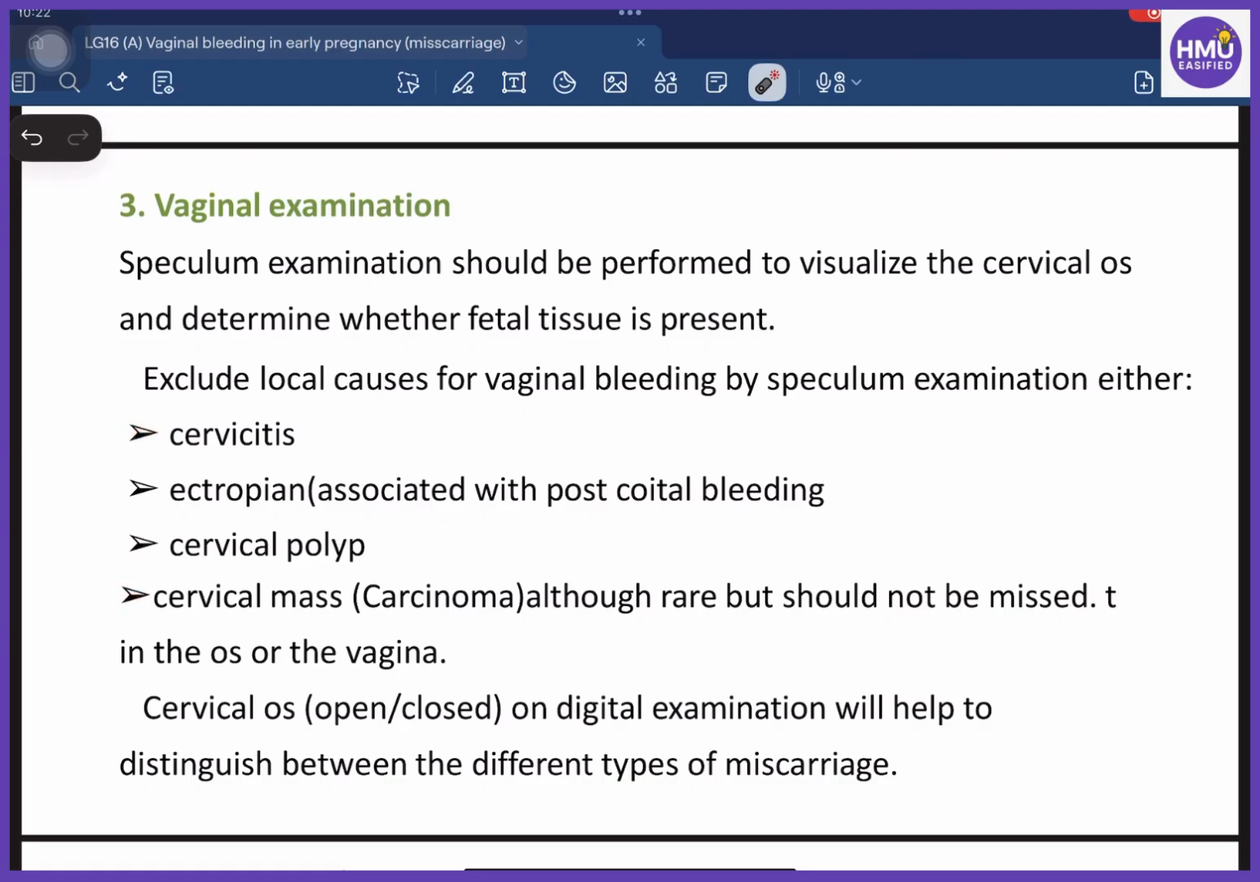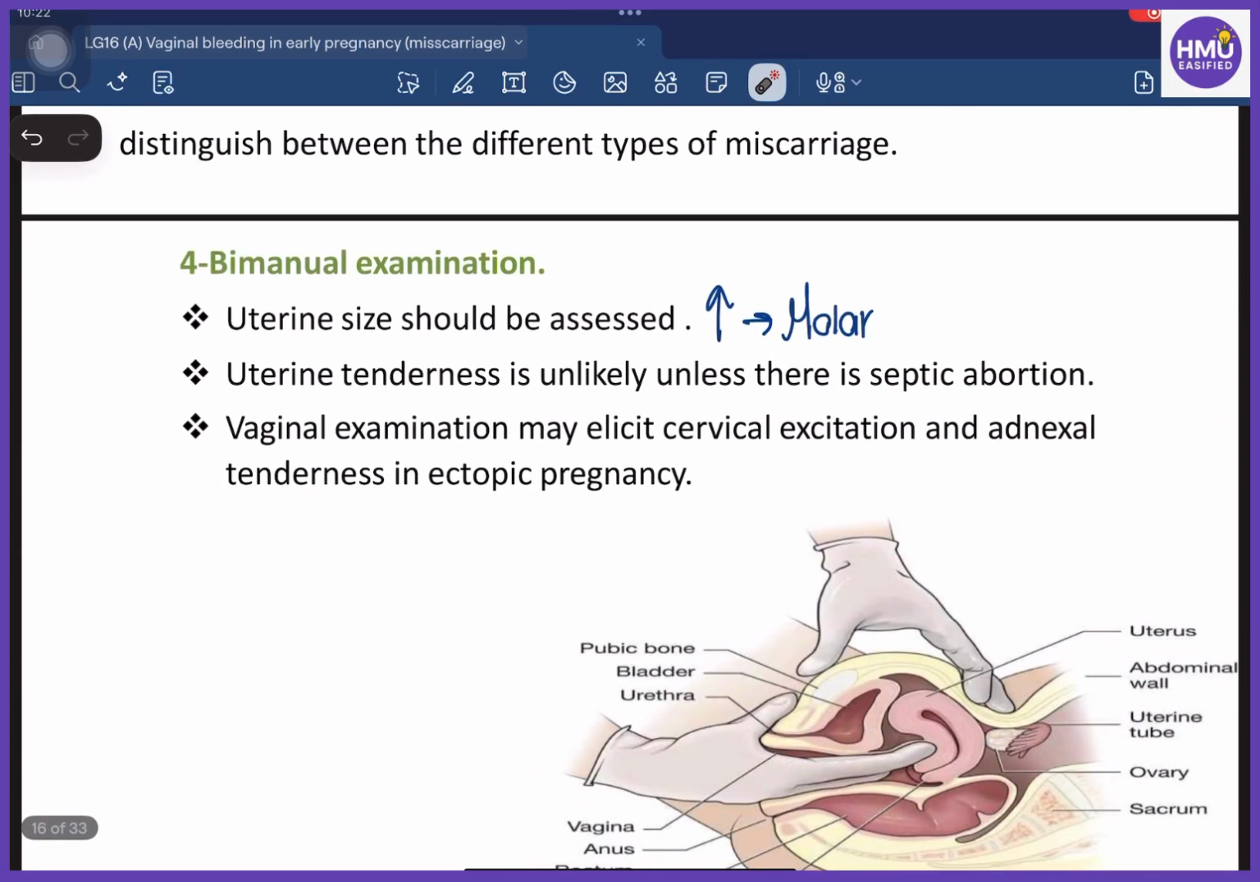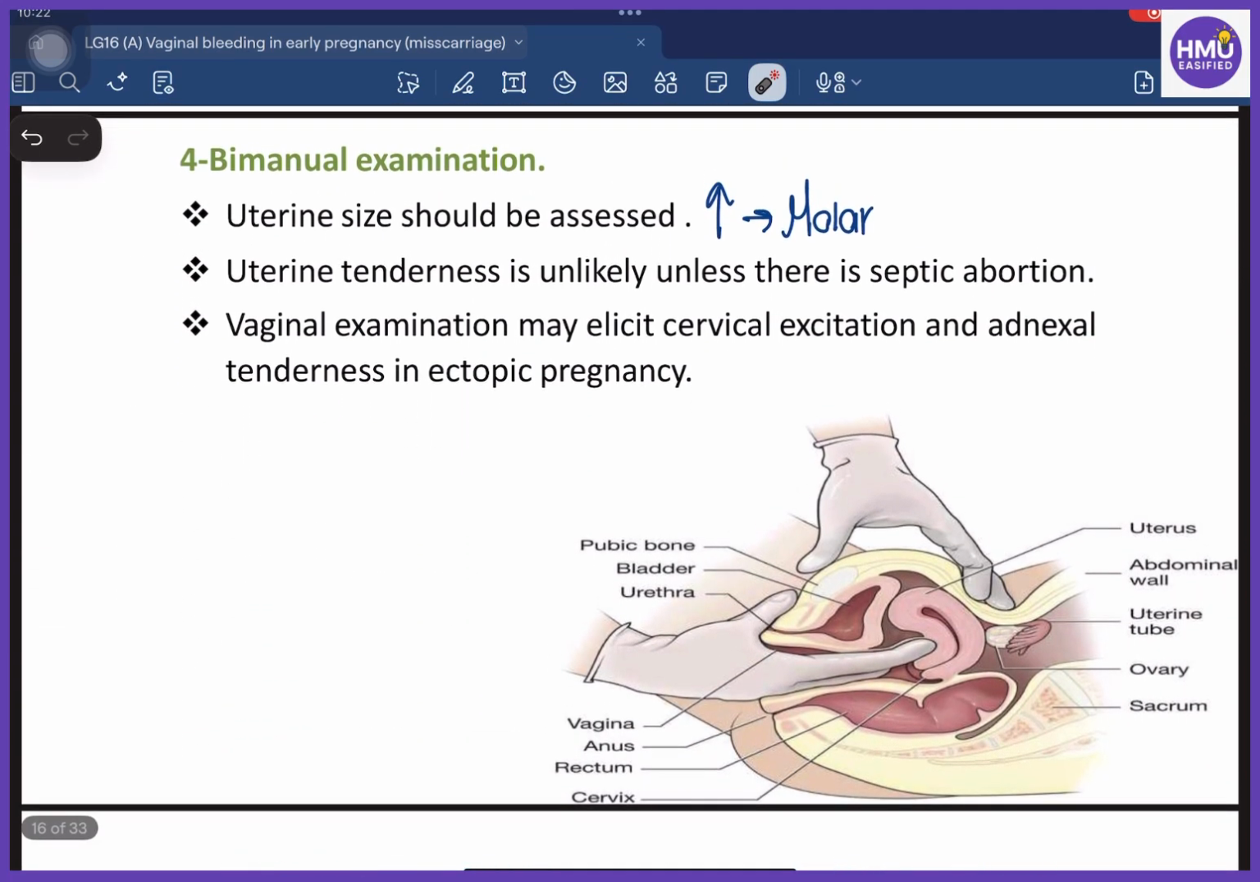In the vagina, the cervical os, open or closed on digital examination, will help to distinguish between the different types of miscarriages. Then we have bimanual examination. Uterine size should be assessed. I told you it will be enlarged in molar pregnancy, especially complete. Uterine tenderness is unlikely unless there is septic abortion, where there will be uterine tenderness because there's infection going on in the uterus, but otherwise there's no infection. Vaginal examination may elicit cervical excitation in ectopic pregnancy.